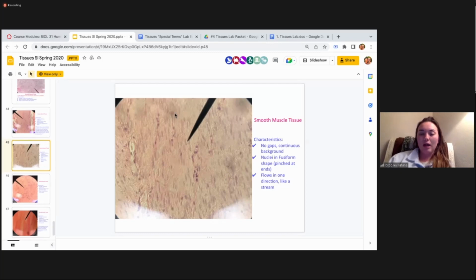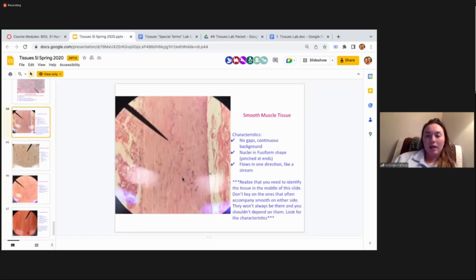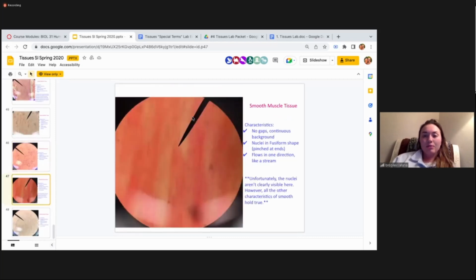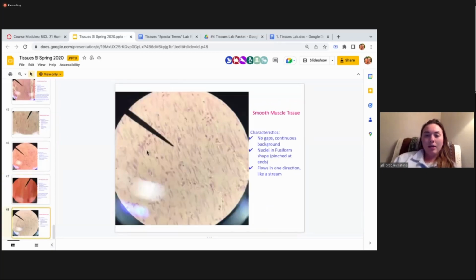And you can see how the nuclei are in this unique shape and they're flowing in one direction. So again, smooth muscle has no gaps and the nuclei are in this fusiform shape flowing in one direction, okay? We're just talking about this center portion. Another example of smooth muscle, we do not see any gaps again. Everything's flowing in one direction and these nuclei are long and thin. Another example of smooth muscle, no gaps at all, and the nuclei are all flowing in one direction.